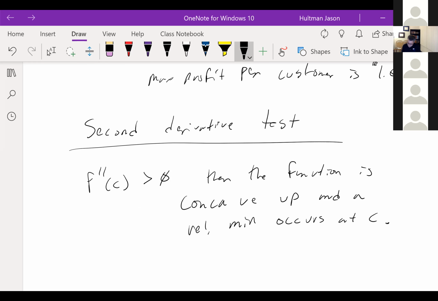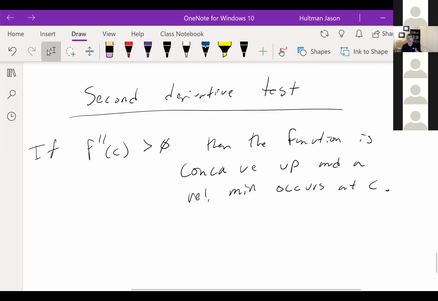At C. Okay. So if the second derivative is positive, it's concave up. And what does that mean? Concave up is like a cup. Ooh, that's kind of nice. Concave up is like a cup. Okay, so you've got to get that in your brain.